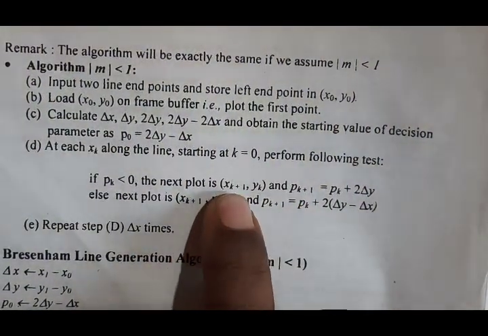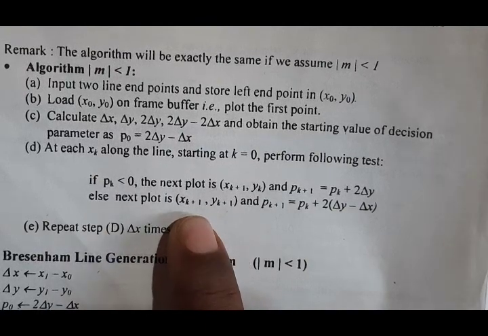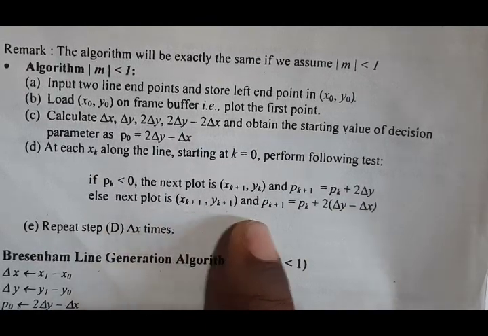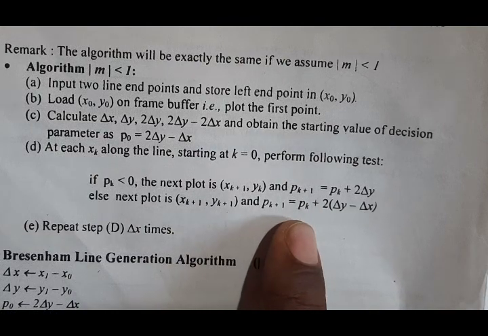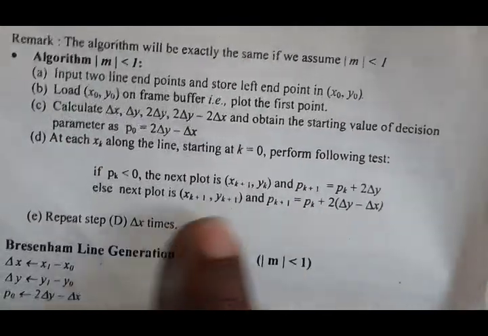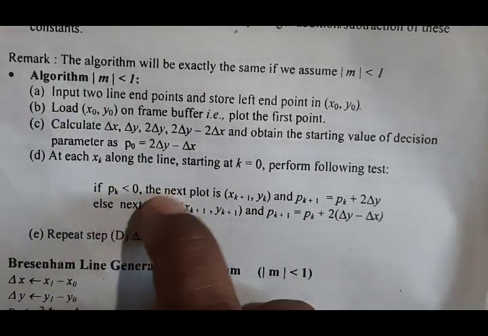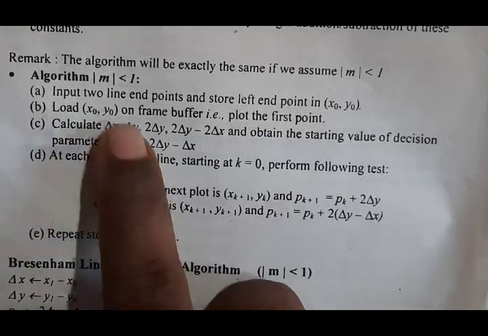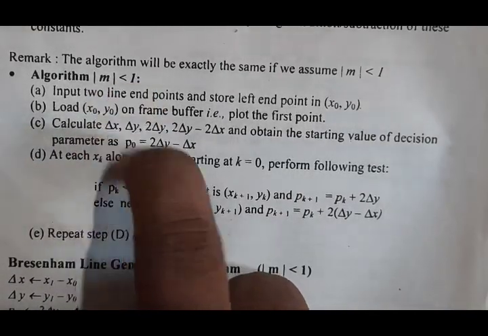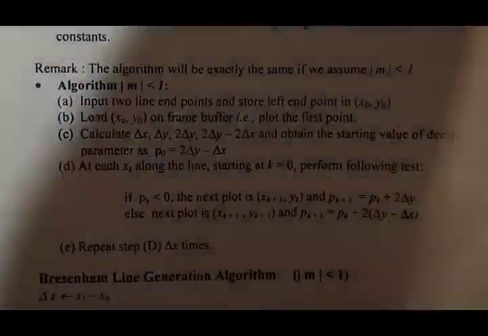So here xk plus 1 increments every time. If pk is equal or more than 0, the next point is xk plus 1, comma yk plus 1, and pk plus 1 is pk plus 2 delta y minus 2 delta x. And repeat this step delta x times. You have to repeat this loop delta x times, if slope is less than 1. Let's take an example, then you can clearly understand.